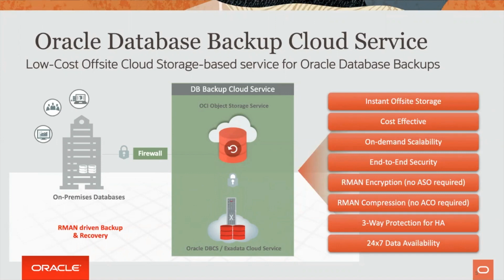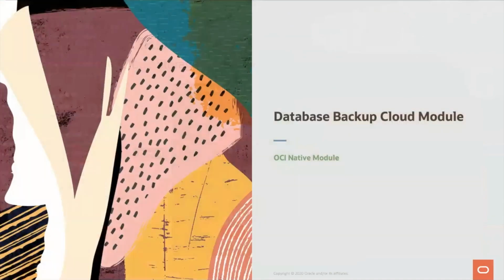The same service is used also for the database cloud service and Exadata cloud service. They're also backing up to cloud storage currently using the same module, but we will not cover that part. It's a little different. So we'll mostly talk about backing up from on-premises to AWS S3 or to the object storage, and how to migrate to OCI.